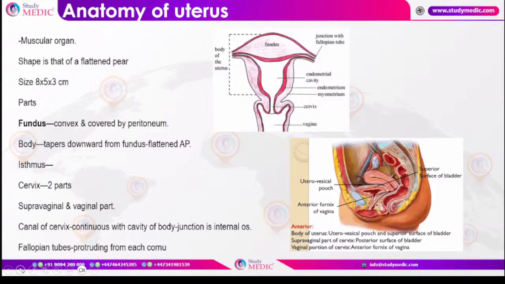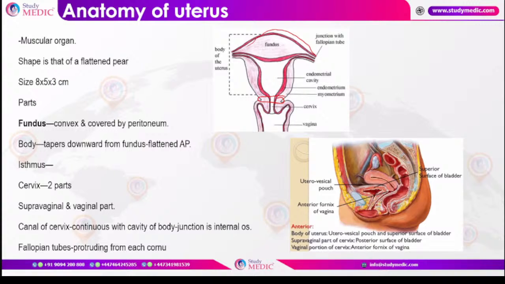Now the fundus, if you see at this picture, it is convex and it is covered by peritoneum. Then the body tapers downward from the fundus and it is flattened in the anteroposterior direction. And then here you have the isthmus. Now the lowermost part of the isthmus forms the lower uterine segment, especially during labor. And then you have the cervix, two parts. So this is the supravaginal part of the cervix, and then you have the vaginal part. In between the internal cervical os and the external cervical os, you have the endocervical canal.